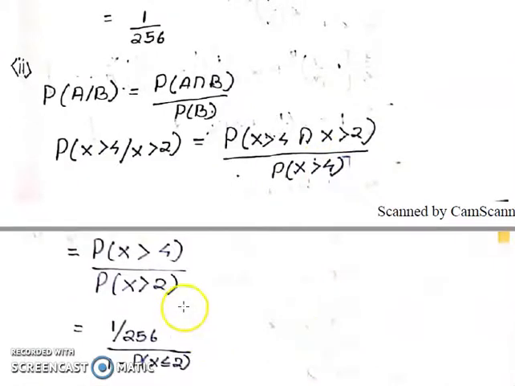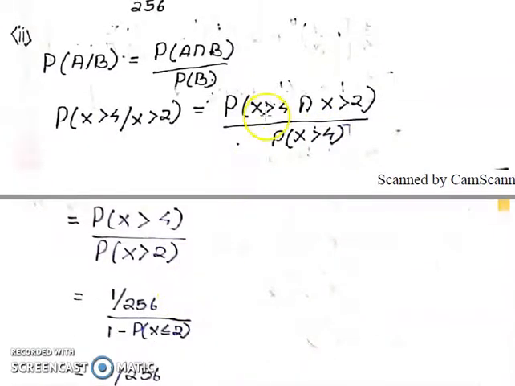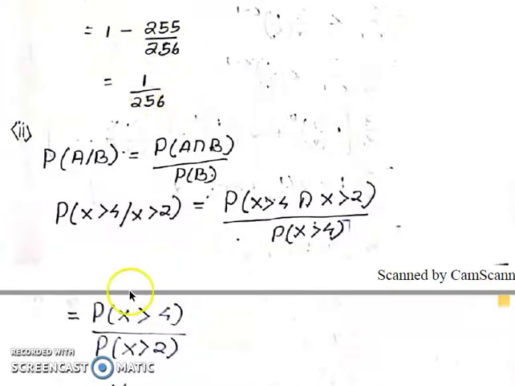What is the intersection of x > 4 and x > 2? What is the common part? x > 4 is the common part. This is the result here. So in the numerator, P(x > 4) is this value, 1/256.